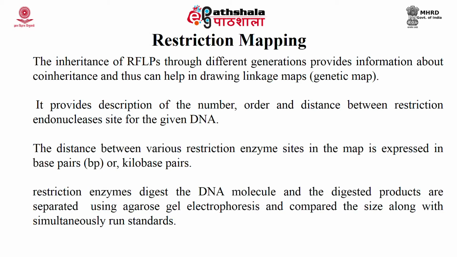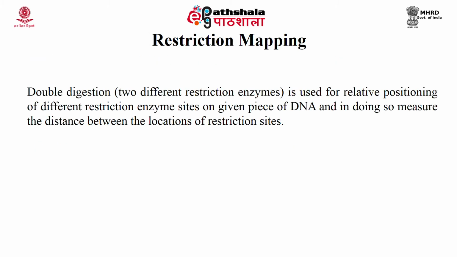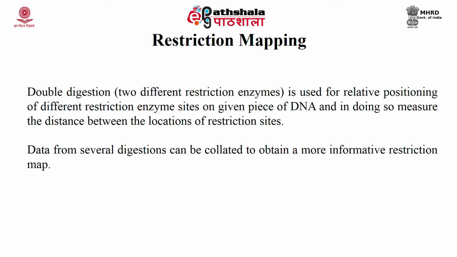Restriction enzymes digest the DNA molecule and the digested products are separated using agarose gel electrophoresis, and these are compared to the size along with a simultaneously run standard. Double digestion, that is, using two different restriction enzymes, is used for relative positioning of different restriction enzyme sites on a given piece of DNA. In doing so, we can measure the distance between the locations of the restriction sites. Data from several digestions can be collated to obtain a more informative restriction map.